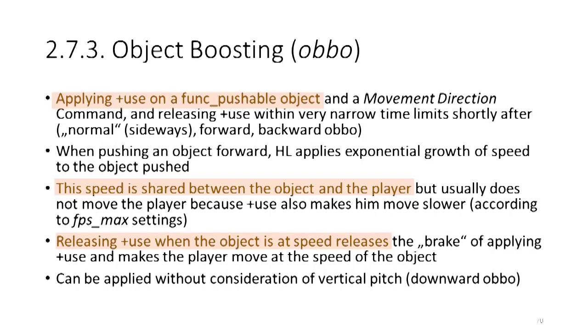Object boosting is one of the most difficult techniques because it heavily relies on muscle memory and needs to be controlled frame perfectly for certain tricks. When you apply plus use to an object, the object is gaining push speed up to 2000 UPS. During applying plus use to the object, the player and the object share this speed. The speed goes over to the player when releasing plus use at the moment the wanted speed is achieved.